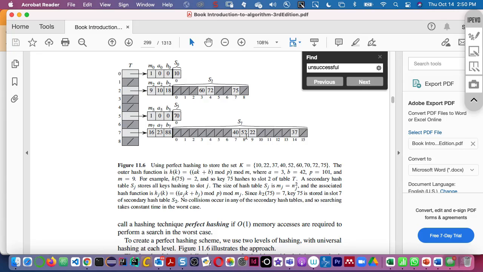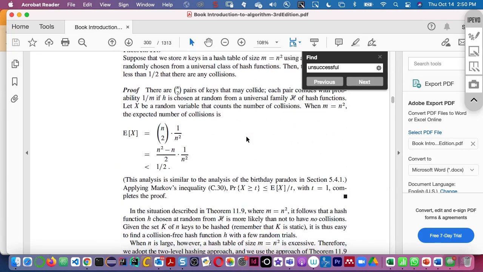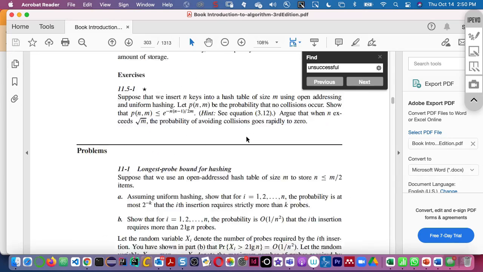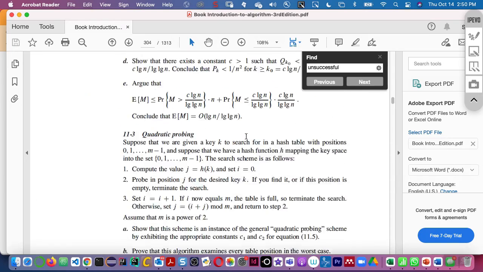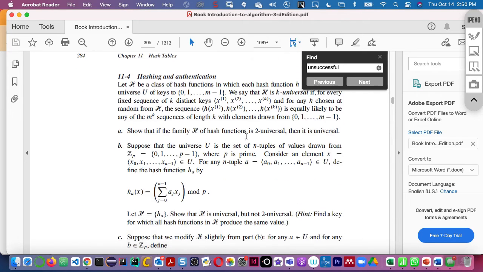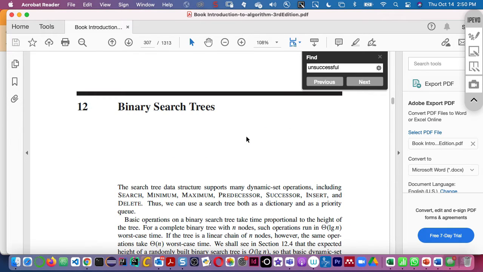Perfect hashing. So as I said, there is a lot of research going on in hashing. So you may find other hash methods. And we just cover these basics, the popular ones.